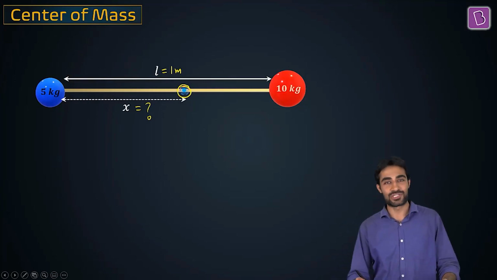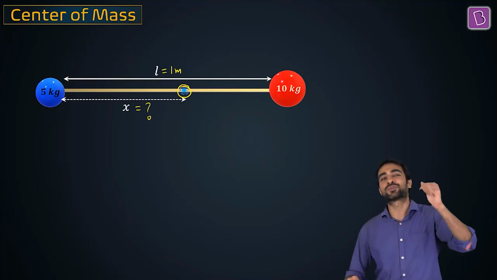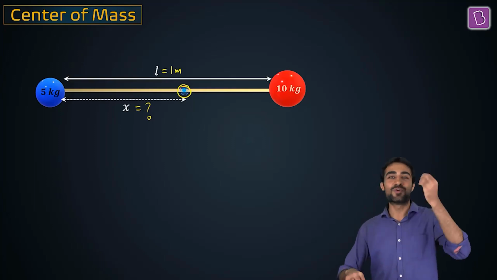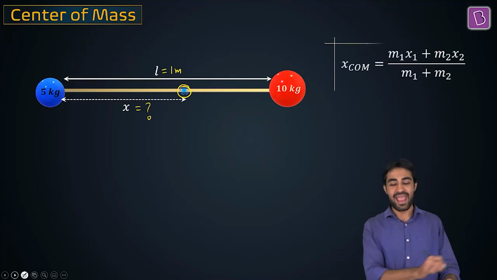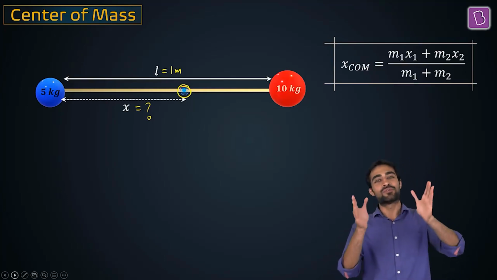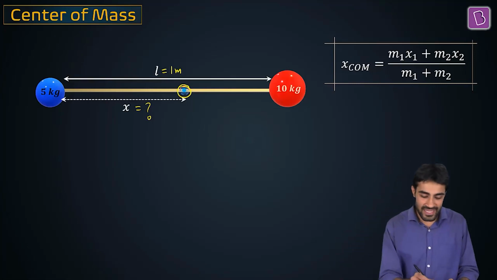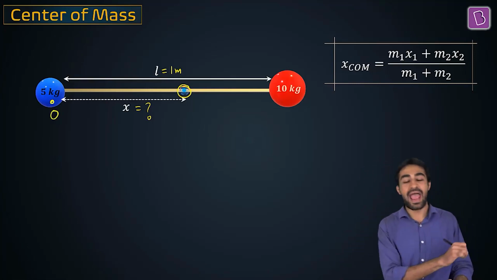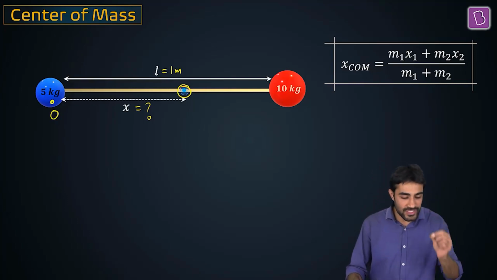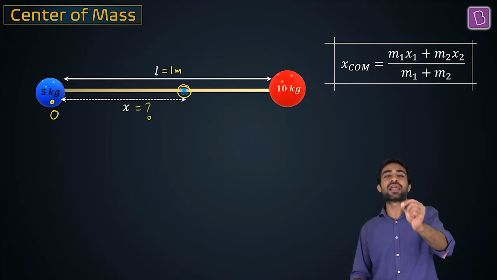Now we understand the question, but what formula can you apply to solve this question? This formula is crucial. What is the formula for calculating the location of center of mass? You would say the formula was XCM is equal to M1x1 plus M2x2 divided by M1 plus M2. Now let me tell you that if we take the origin at 5 kg mass itself, what is the value of x1?